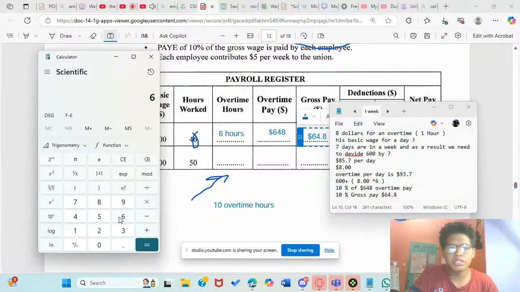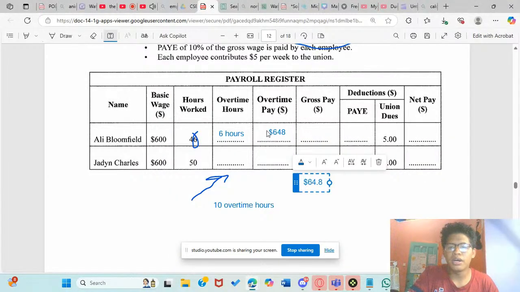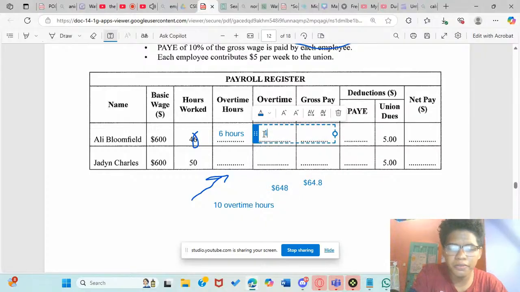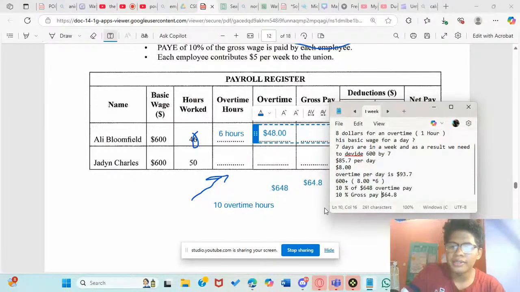It would be 6 hours times 8. You put that right in, that would be $48. His overtime pay is $48. Put that in right here. $48. If you have anything different in the chat below, don't be frightened, don't be scared.